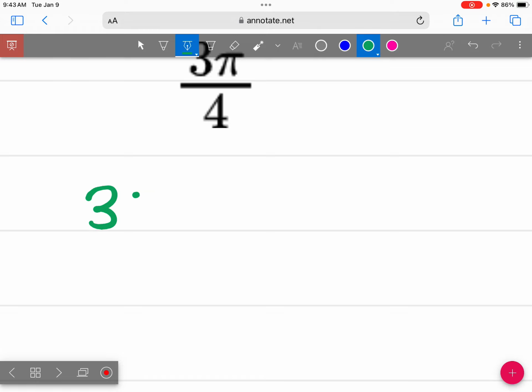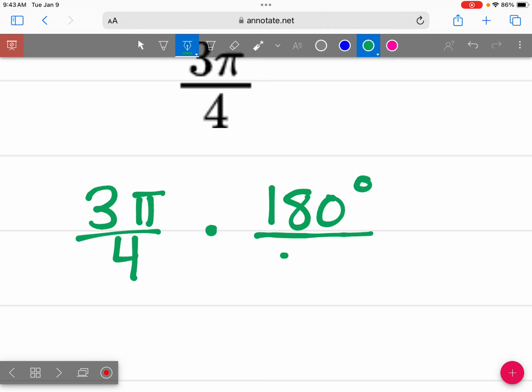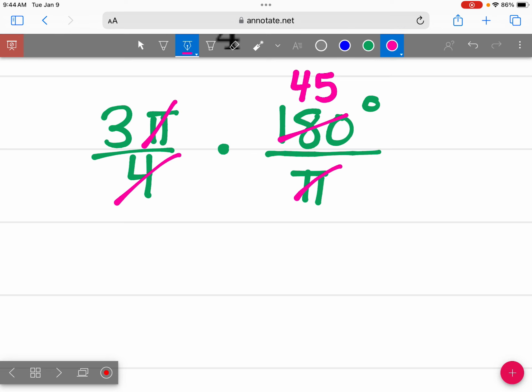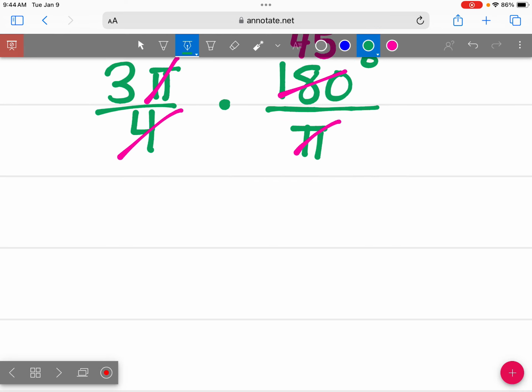So we're going to have our 3 pi over 4 and our 180 degrees over pi. Our pi's cancel. And we can simplify the 4 and the 180. Do you know what 180 divided by 4 is? 45. We do 180 divided by 2 is 90. 90 divided by 2 is 45. So 3 times 45, 135.